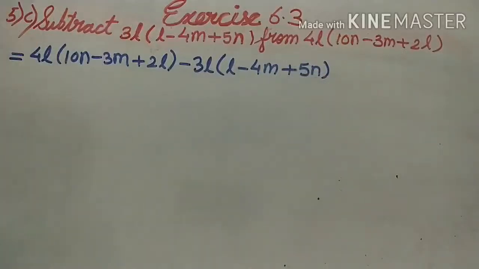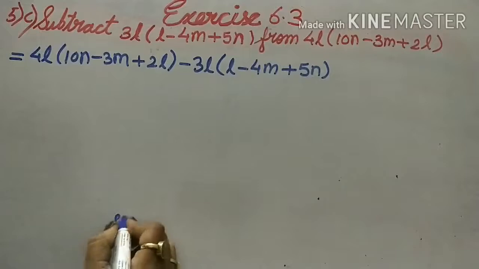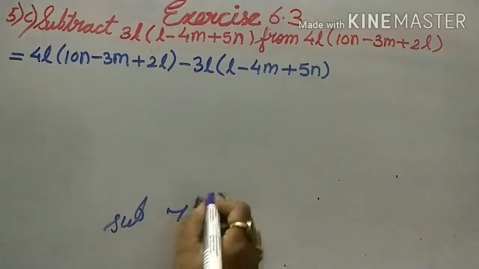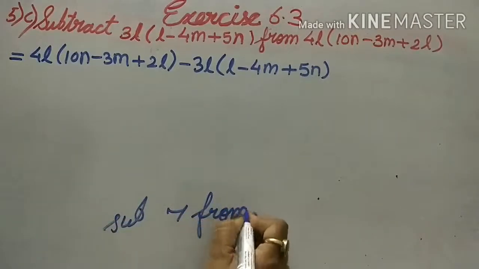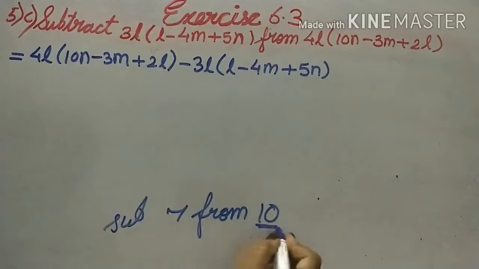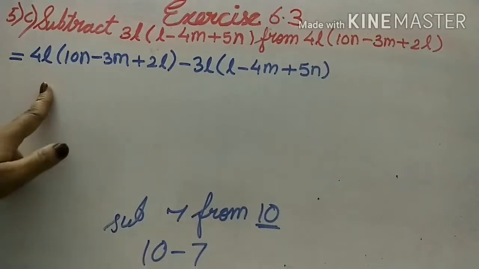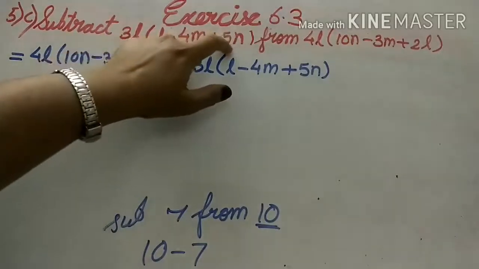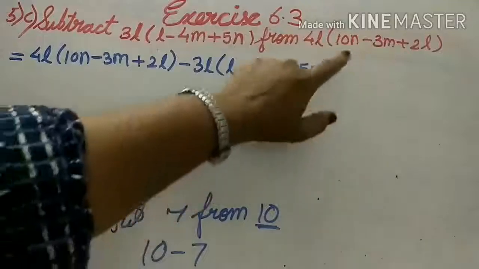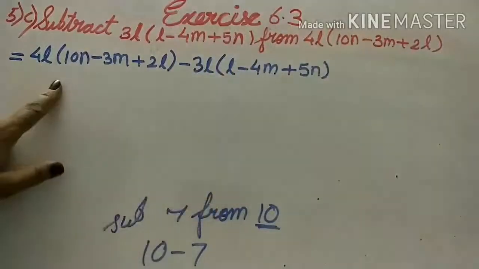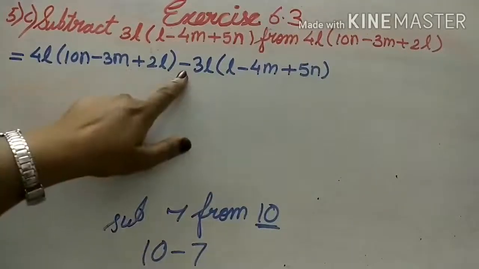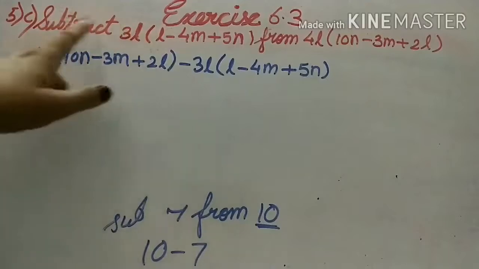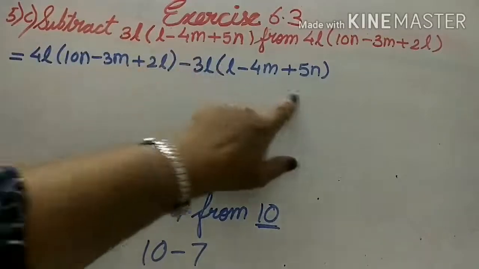It is very simple. See, if I ask you to subtract 7 from 10, you will write this 10 first: 10 minus 7. Similarly we did here. We have to subtract this first expression from second expression. That's why we have written this second expression first. Minus, because we have to perform subtraction, then first expression. Got it?